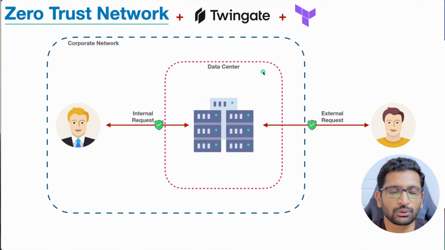And to implement this whole setup, I'm going to use Terraform, which is our infrastructure as code, through which we can deploy all the resources, and that will help us set up our Twingate client as well as our resources on our AWS cloud provider.